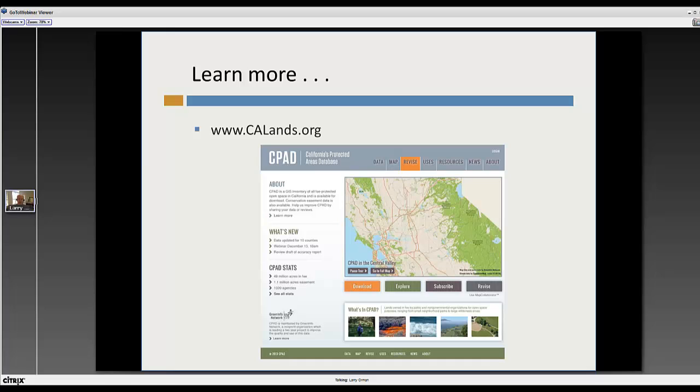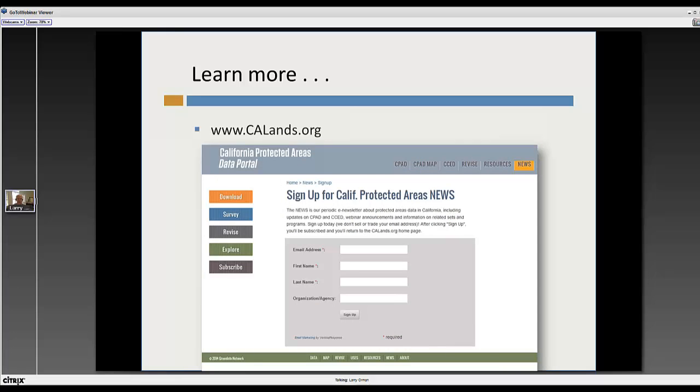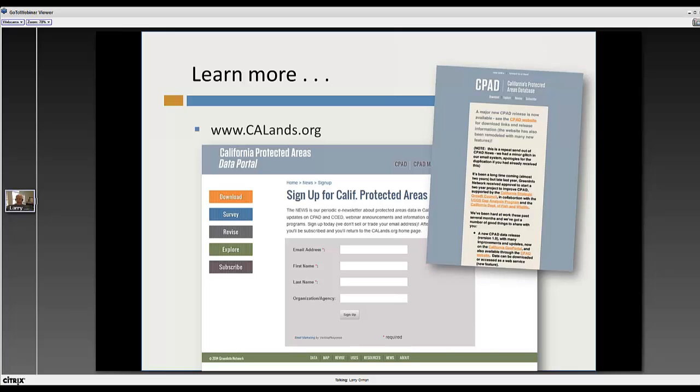The other thing I want to say is definitely sign up for the e-news. It comes out a couple times a year. It's the way you find out when there are new releases of the CPAD or the new easement data set. The newsletter is very light. It's not a long, complicated thing, and it's very useful to get.